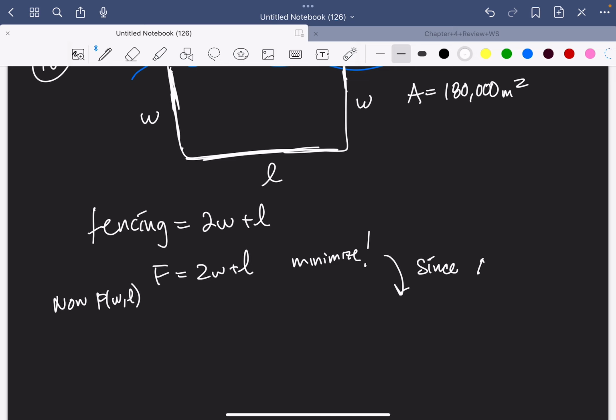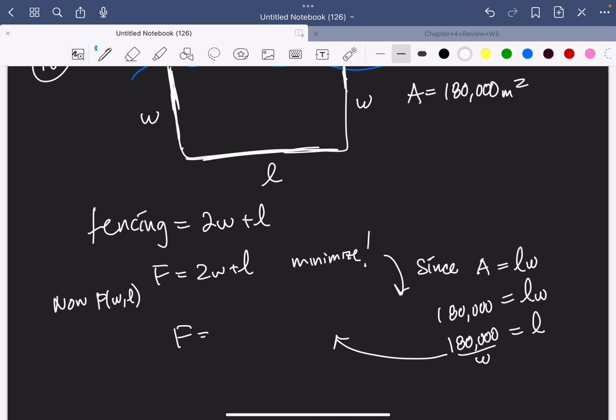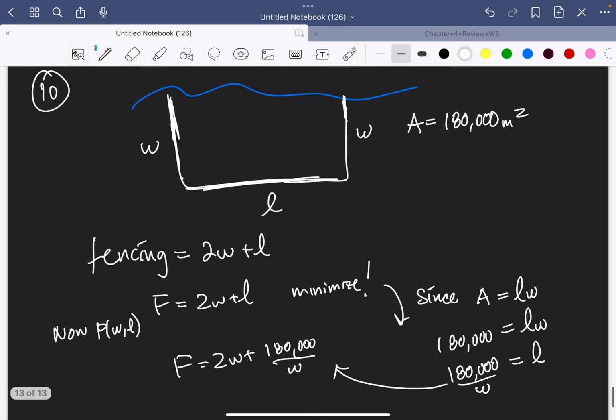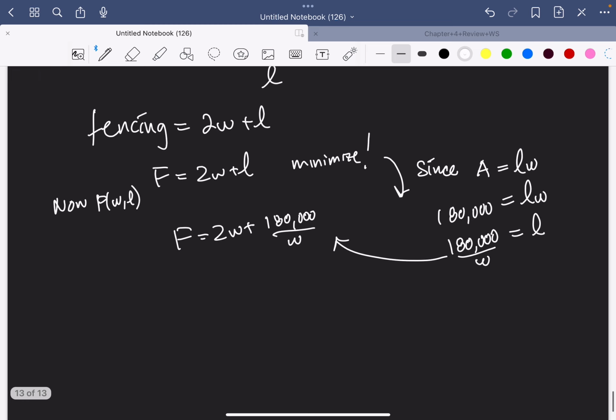We say since the area is equal to length times width, that means that 180,000 is equal to length times width. So that means that length is 180,000 over W. So we can go back here and substitute in, and we know that this is 180,000 over W. So why is that great? But it really is perfect.